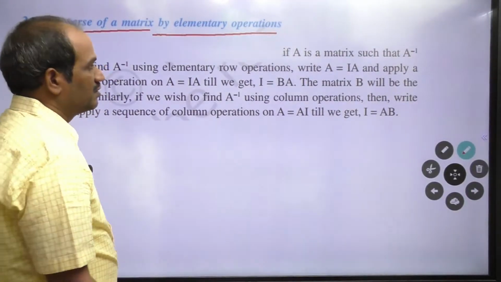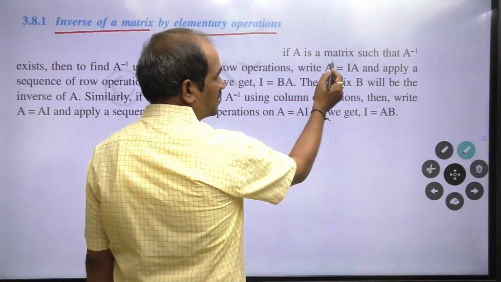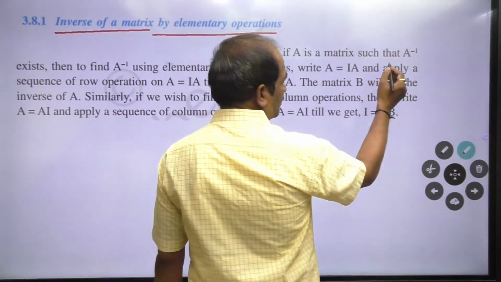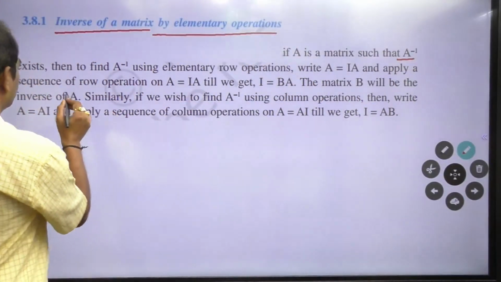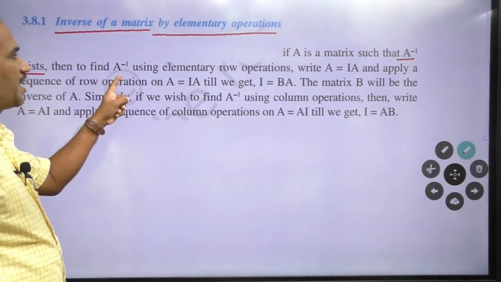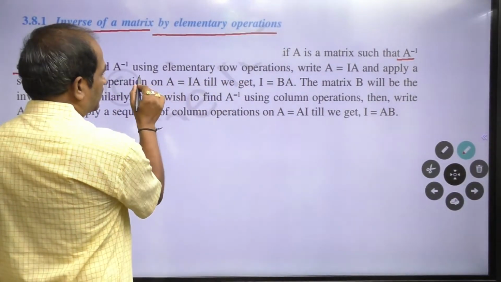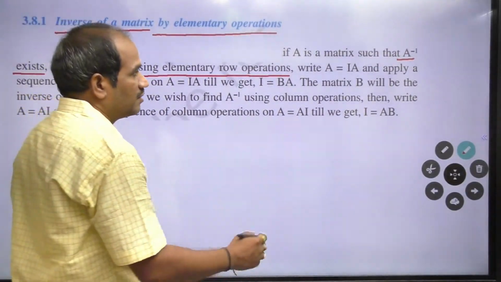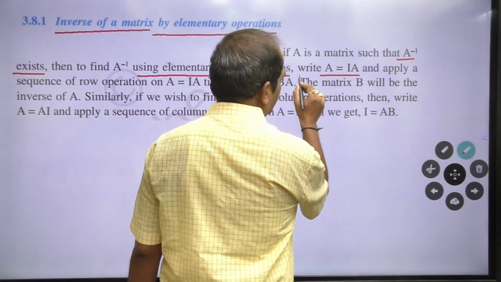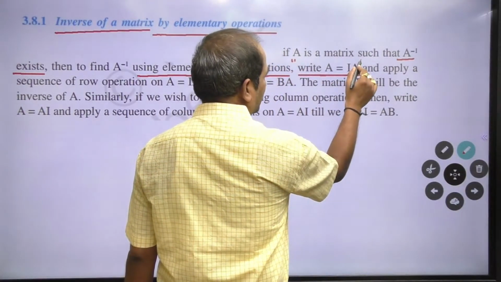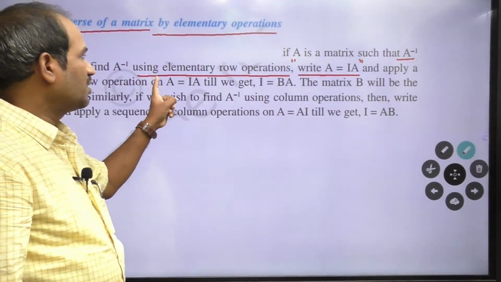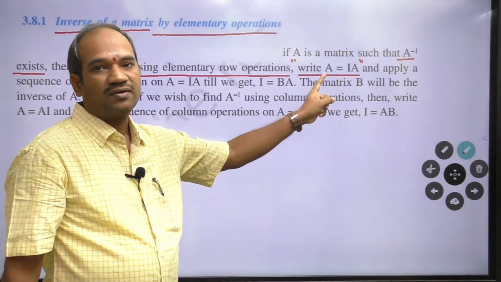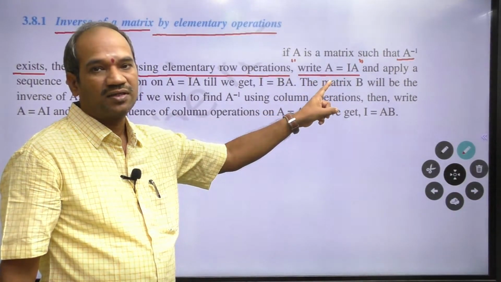See here, if A is a matrix such that A inverse exists, then to find A inverse using elementary row operations, write A is equal to I into A. This one is important. By using elementary row operations, write A is equal to I into A. This is the formula.